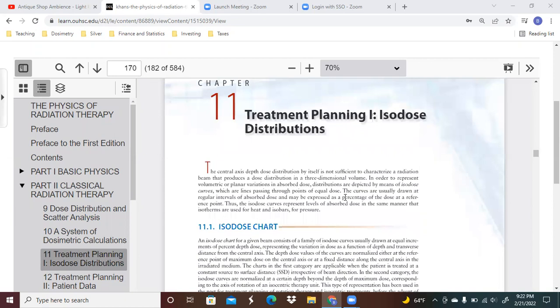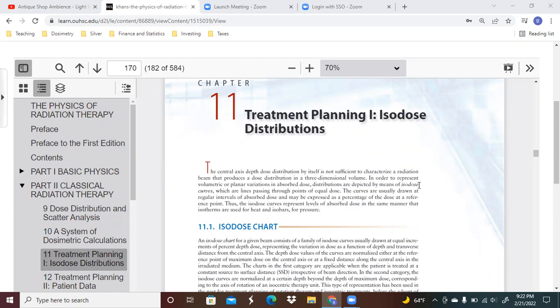say, a centimeter, 2 centimeters away from the central axis. Not only away from the central axis, but let's say in another dimension, say up, down, we need to be able to describe that particular type of distribution. So how do we go about doing that?